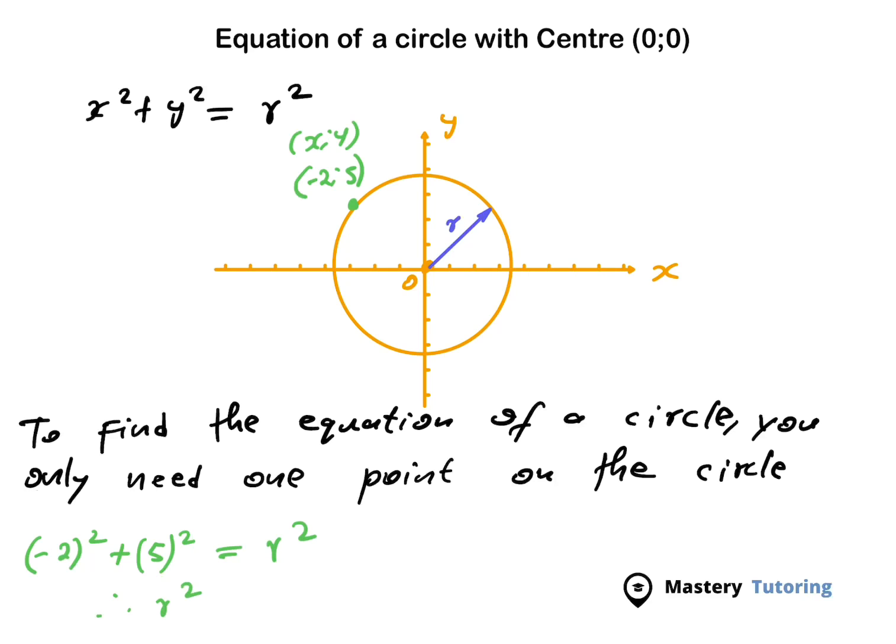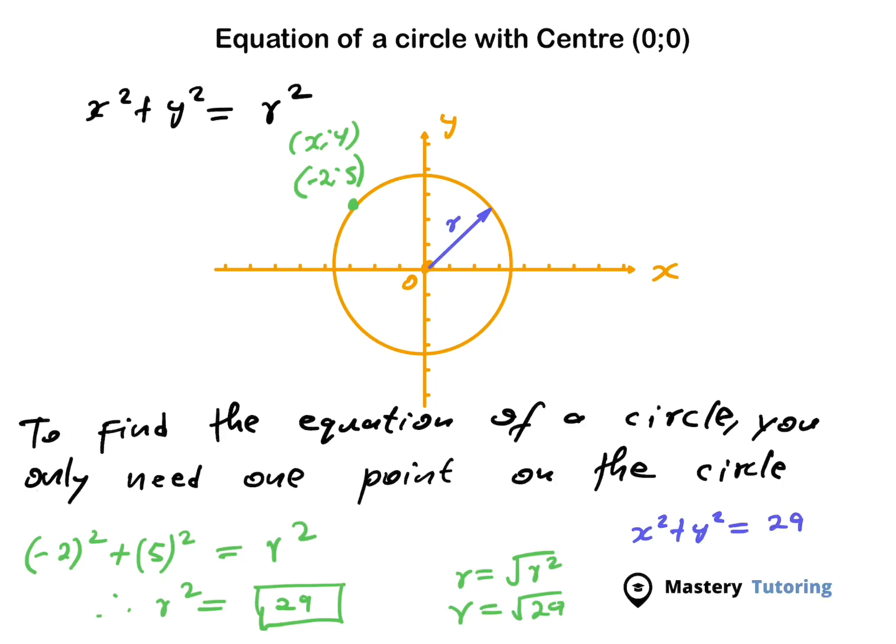And then you use a calculator to find the answer here, which is going to be 29. And then we know that r is going to be the square root of r squared, which is square root of 29. So your radius is square root of 29. And then you write the final equation. The final equation is going to look as follows. It's going to be x squared plus y squared is equal to, and we know that r squared is equal to 29. So instead of writing r squared, we're going to write 29 there.